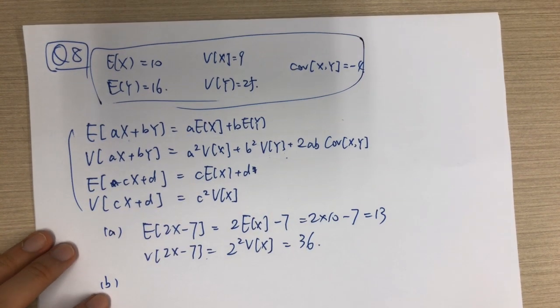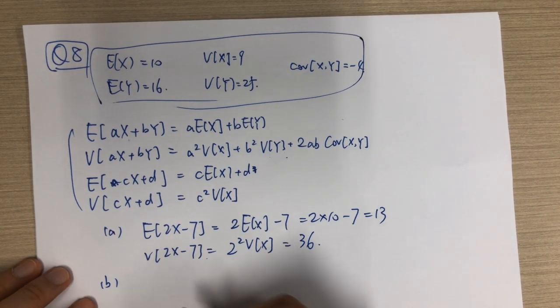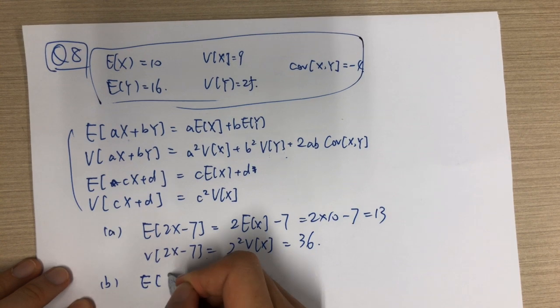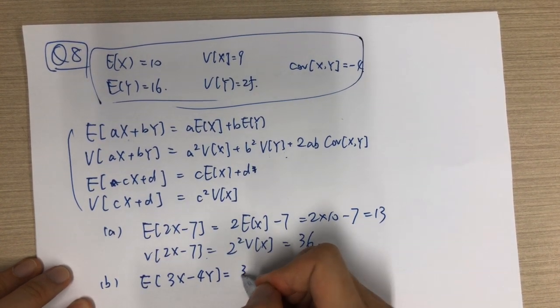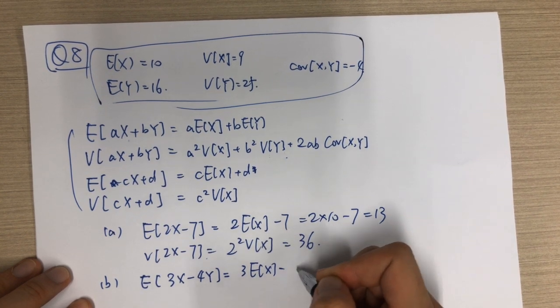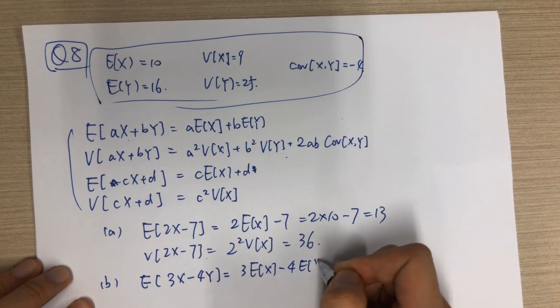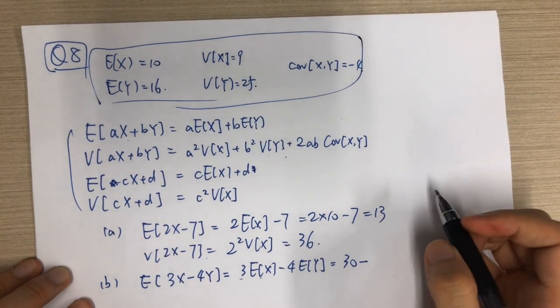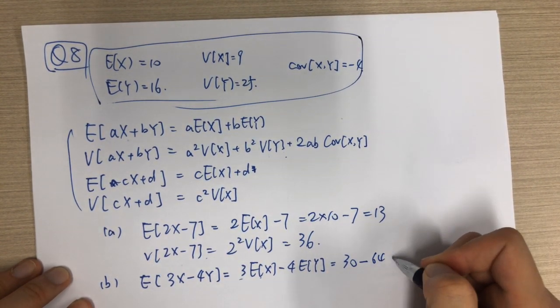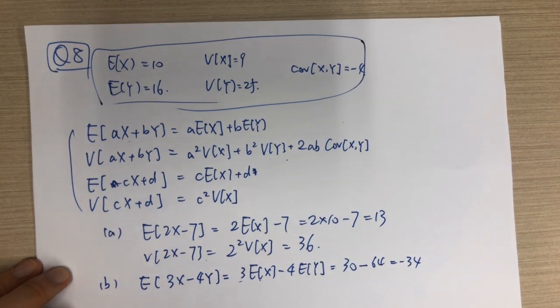So let's do question B. Expected value of 3x minus 4y. Again, equals 3 E of x minus 4 E of y. So it's 3 times 10 minus 4 times 16, which is minus 34, right?